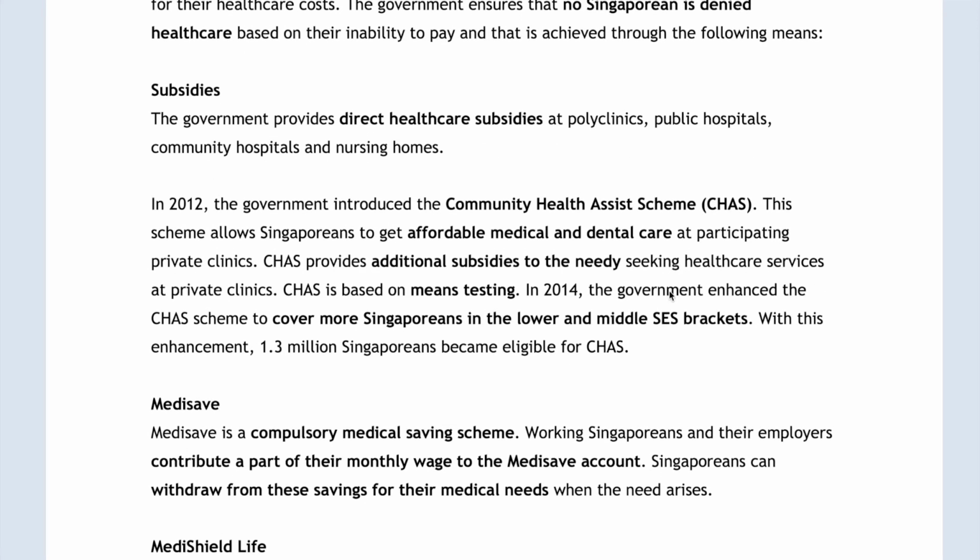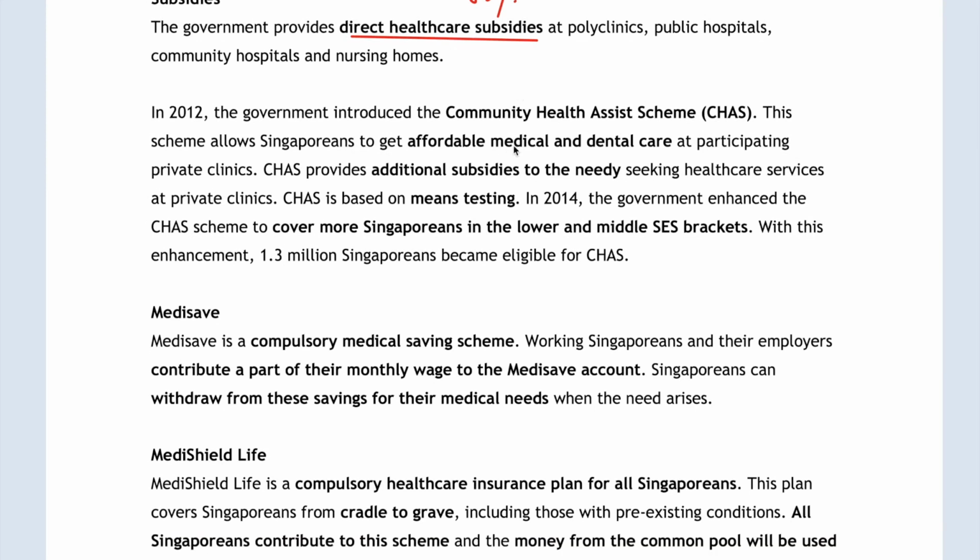First, subsidies, direct healthcare subsidies. Essentially, like we said, this is the 80% thing. There's also the CHAS scheme. This is for private community medical services like GP services or dental services at private clinics. This provides additional subsidies for those who need it at private clinics. Basically means testing, which means determining whether you are eligible or not. It will depend on your income and so on, so the government will decide whether you're eligible, so that people don't abuse the system even if they are actually able to afford it.